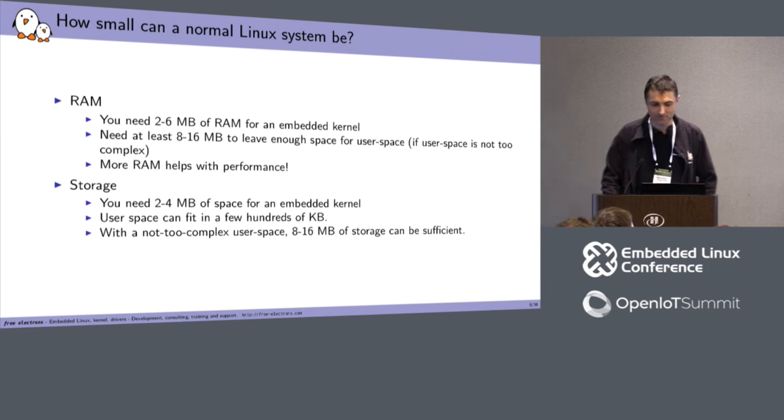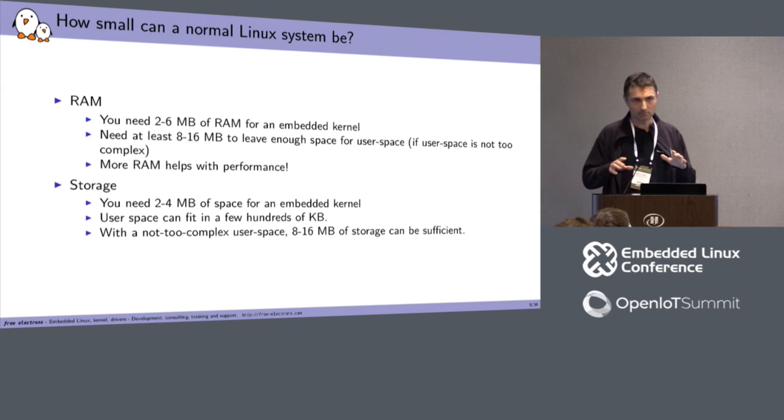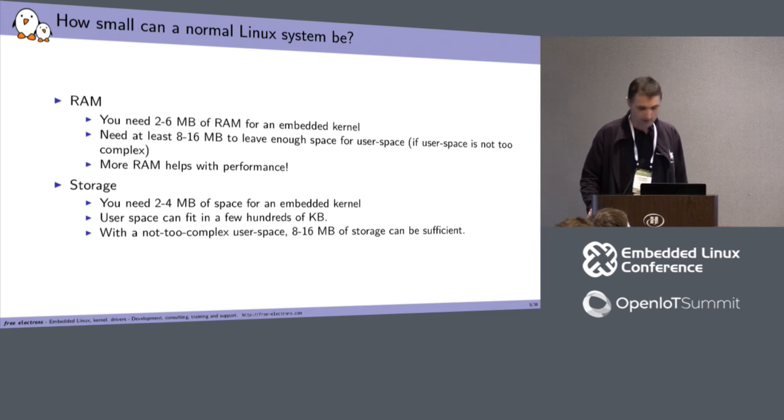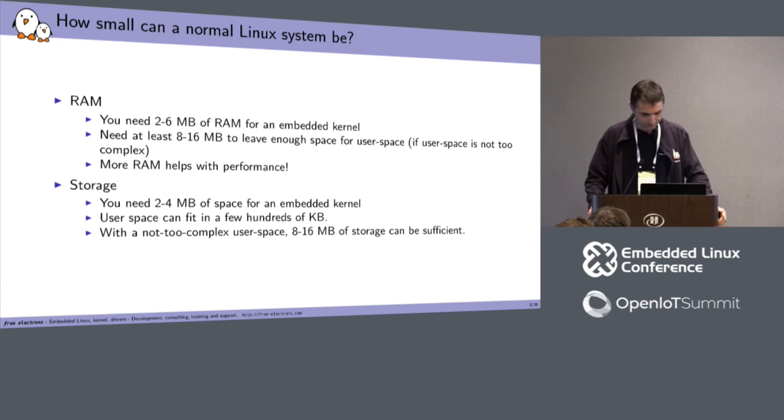So essentially, how small can a Linux kernel, a Linux system be? When you have 2-6 megs of RAM, a regular kernel will fit within this size, and you need something like 8-16 megs to have enough space for user space, whatever you do in user space for your applications and the allocations you make. Of course, if you have more RAM, you have more performance because you can cache things. I'm talking about a regular system without doing anything really hacky to reduce the size.